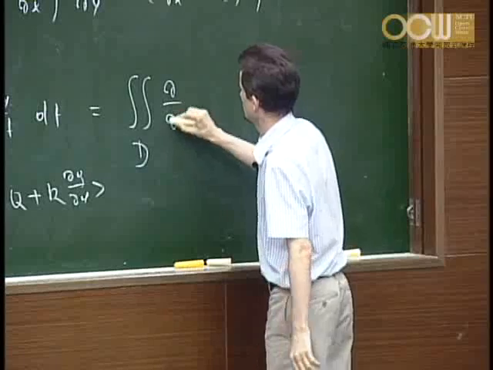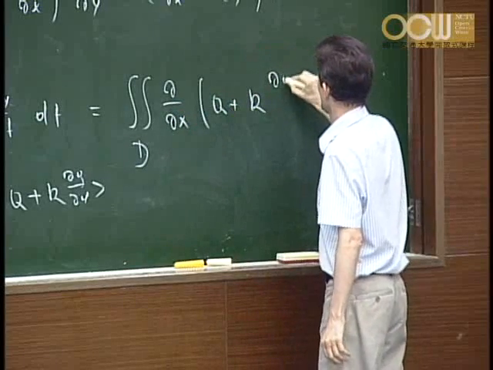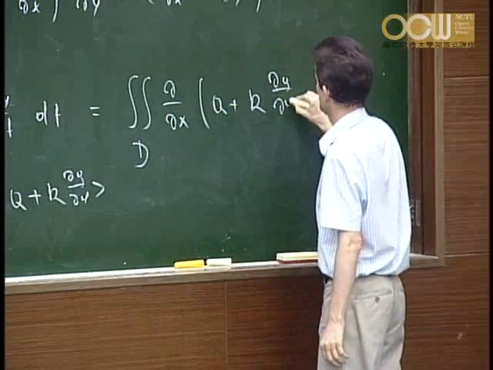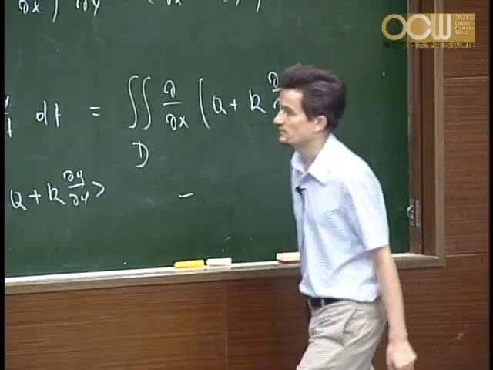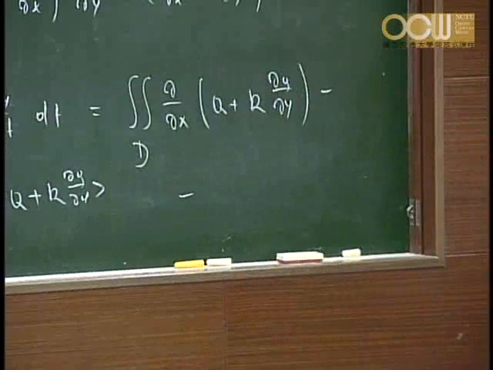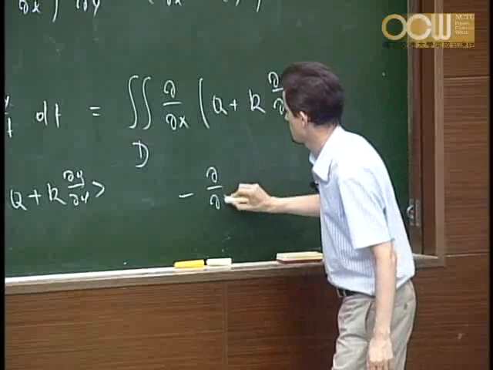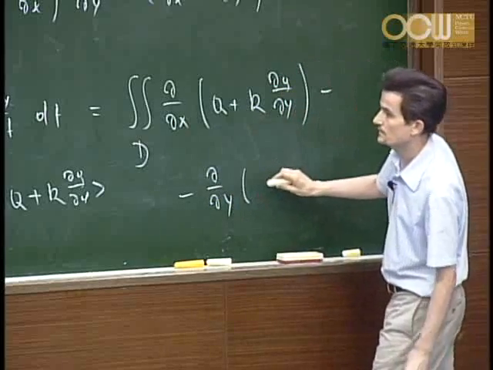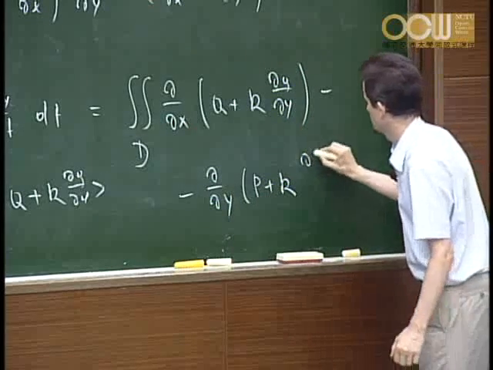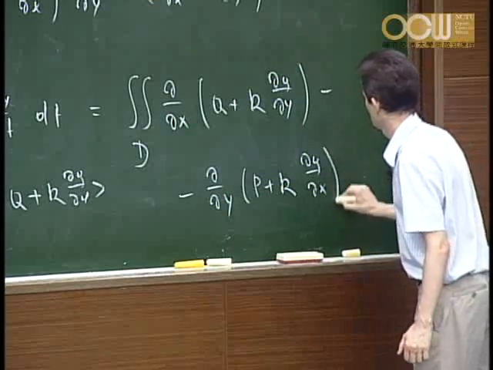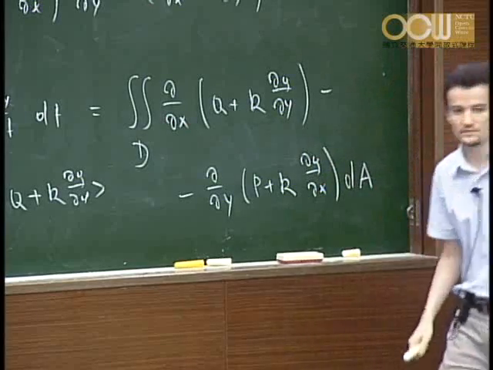The double integral over D, and then I have this here with respect to x, minus this here with respect to y. And what do I have here? P plus r. Okay, that's wonderful.